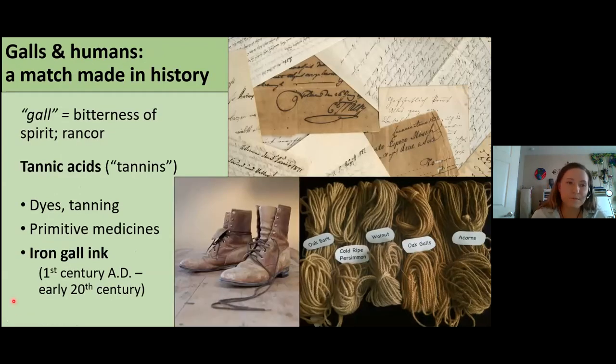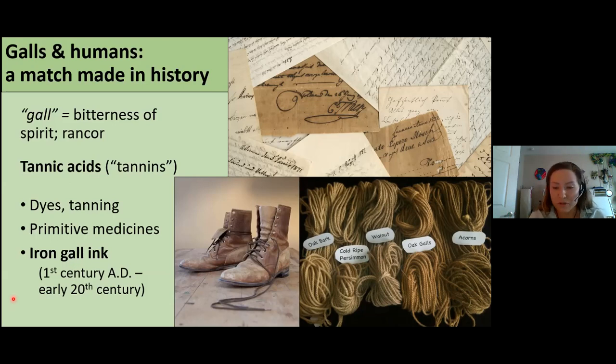Okay, now, what about humans? Gall, the word gall, means bitterness of spirit or rancor. And this is actually because galls are full of a compound called tannic acid. There's many different kinds of tannic acids. We usually just call them tannins. Tannins are found in wine and coffee. They naturally occur in oak trees as an antifungal agent.